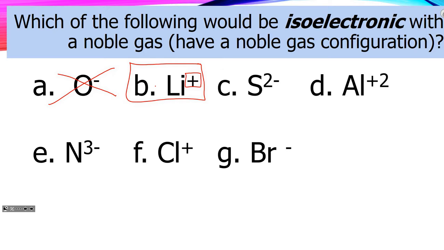Okay, go on to sulfur. Where's sulfur at? Okay, how many does it need to gain or lose? Gain 2, so it's going to be a what? Positive or negative? Negative, which it is. So this one is isoelectronic. Okay. Find aluminum. How many does it need to gain or lose to become like a noble gas?